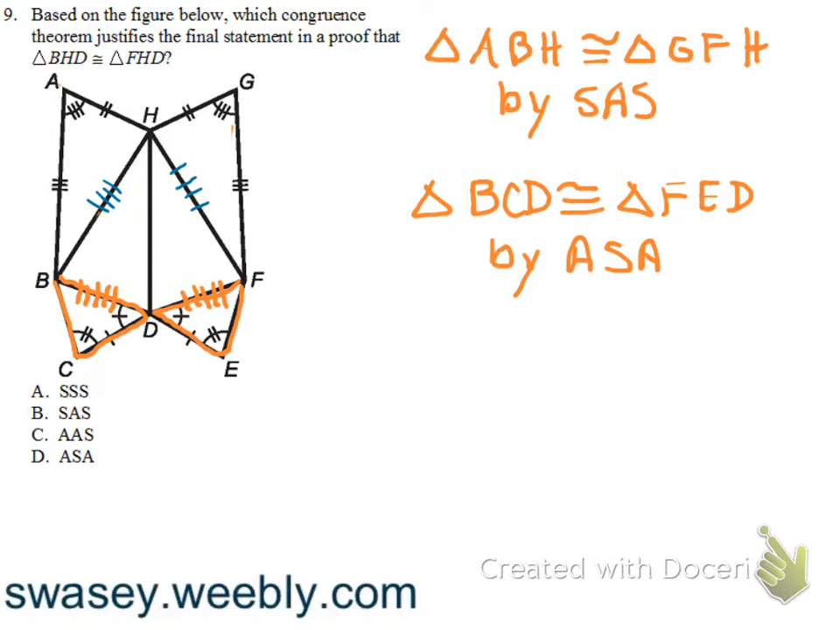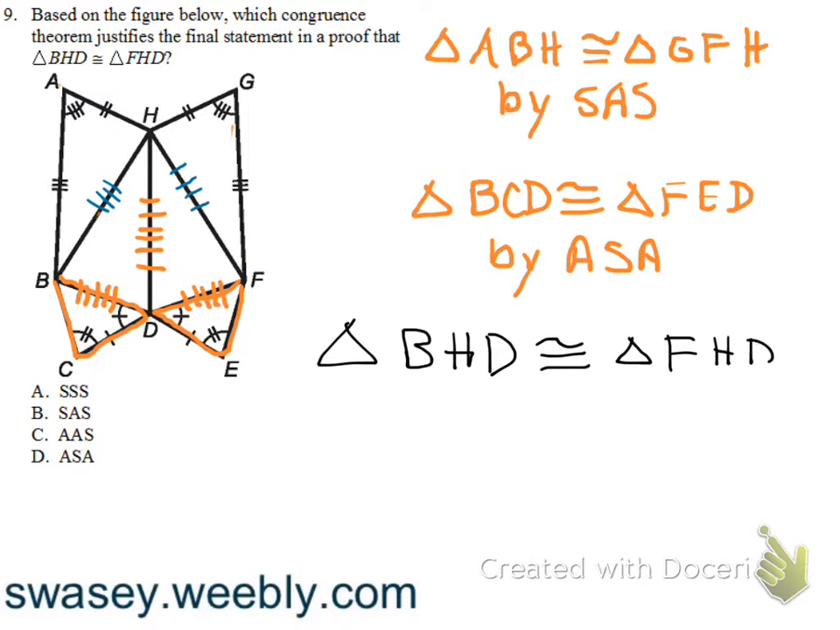Okay, now with the reflexive property we can say that HD is congruent to itself. I think we're up to 6 marks. So now by side, side, side we can say triangle BHD is congruent to triangle FHD. Again, that's by side, side, side.